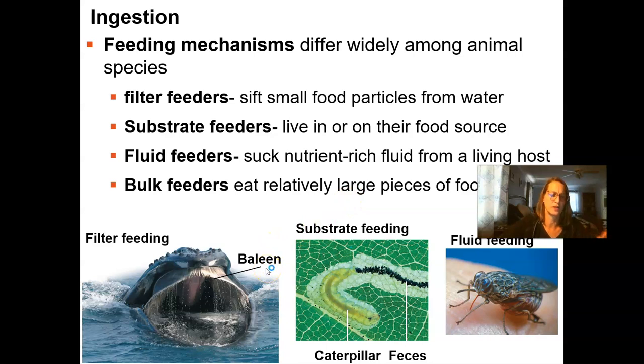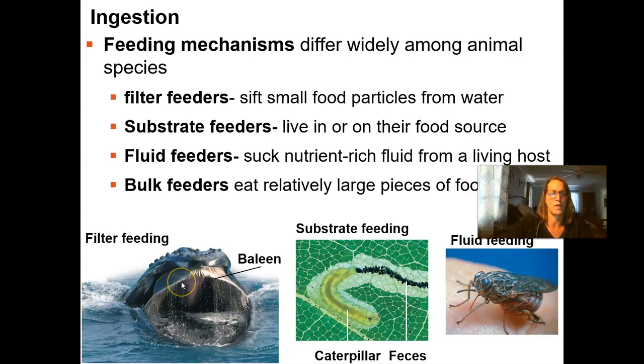Some filter feeders that you might be familiar with are barnacles or clams or mussels. But filter feeding can even occur in really large animals like, for example, baleen whales. The humpback is a baleen whale. And what they have are these bony structures. They're not made from bone. They're more flexible than that, but they're pretty firm structures, and they are on the outside of the mouth.